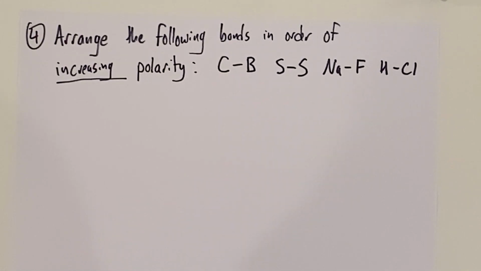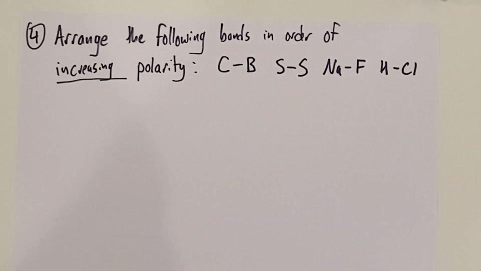I'd like to talk about and solve together question 4 on the worksheet on polarity. This is the question here. I've copied it onto a separate sheet of paper. It says arrange the following bonds in order of increasing polarity: carbon-boron, sulfur-sulfur, sodium-fluorine, and hydrogen-chlorine.